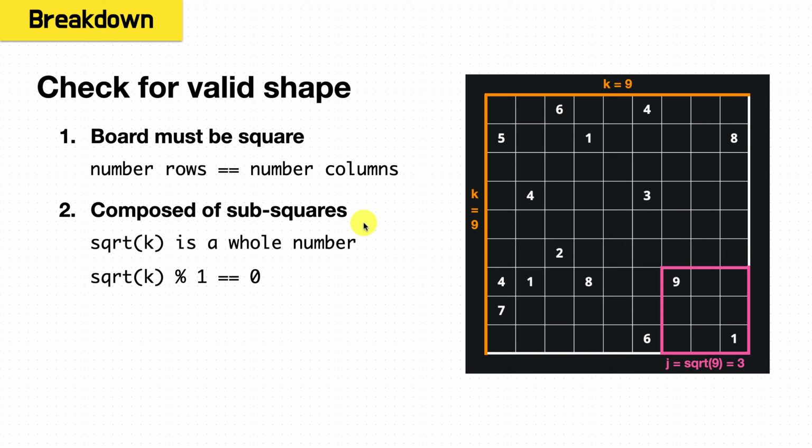And then we just need to check if this is composed of subsquares. So first we take the square root of the length of a side. Then we take the modulo of 1. And if this equals 0, it means the side length can form whole numbers when you take the square root. This can form subsquares. If it doesn't form a whole number, when you take the modulo of 1, it will have decimal values left over. And with those two simple checks, we can look for a valid shape.